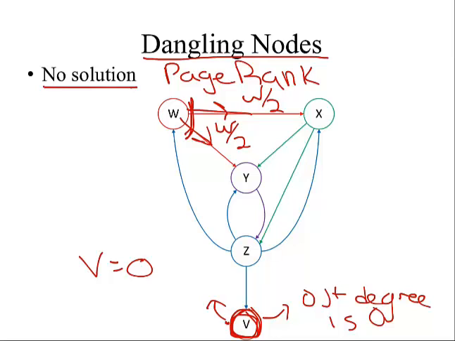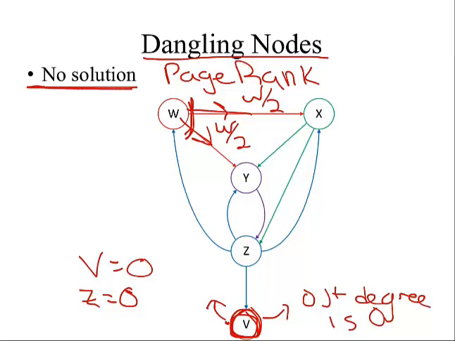Then that will actually propagate itself through the rest of the web graph, and that'll cause Z to have to be equal to 0 as well. And that'll in turn cause all the rest of the importance scores to have to be 0 once one of these is 0. So we have no solution.